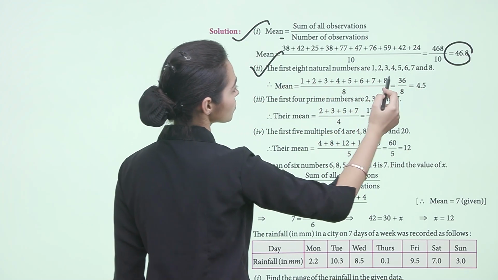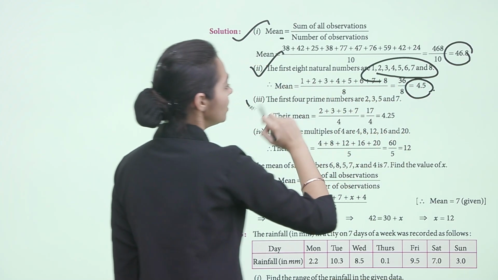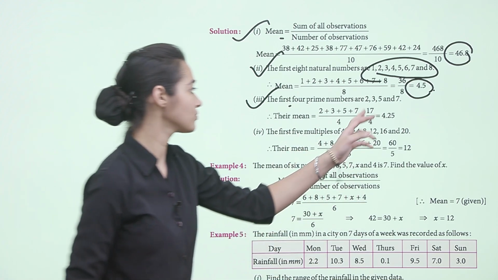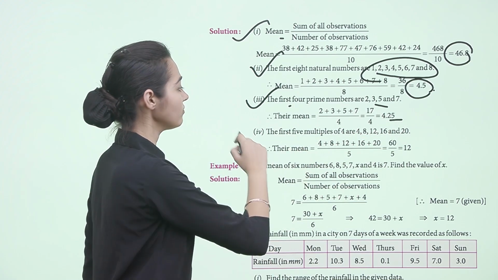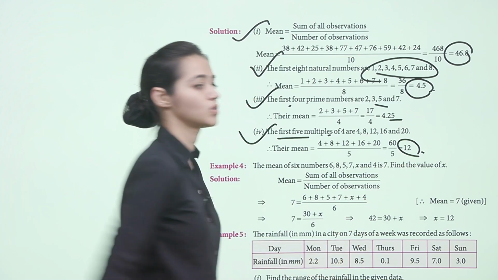The mean of the first 8 natural numbers, 1 to 8, is 4.5. The mean of the first 4 prime numbers, that is 2, 3, 5, 7, is 4.25. The mean of the first 5 multiples of 4 is 12.